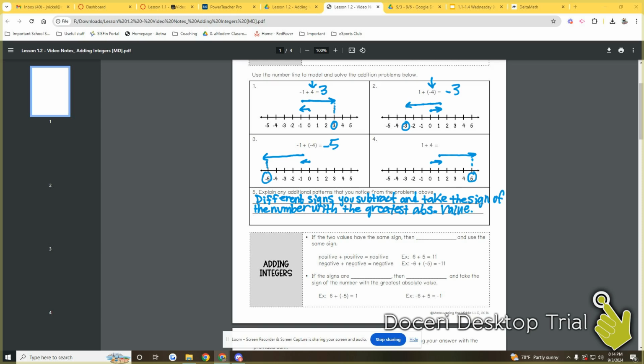Okay. Now, what if you have same signs? So if you had same signs, look at numbers 3 and 4. The signs stayed the same based on if you had the two of the same signs. So two negatives make a negative, and then two positive make a positive when you're adding. So same signs, you add them up. Add up and keep signs the same.